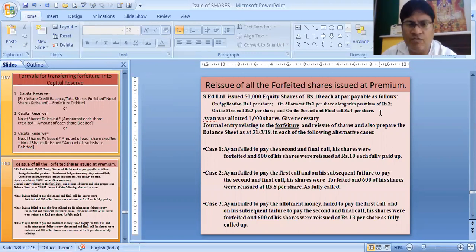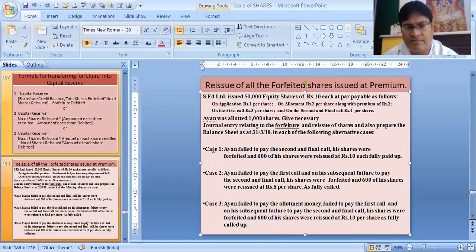Ayan was allotted 1000 shares. Ayan, a shareholder who was allotted 1000 shares. Give journal entries relating to the forfeiture and reissue of shares, and also prepare the balance sheet as on 31st March 2018, in each of the following alternative cases. They are all separate sums, 3 different sums: case 1, case 2, case 3. Let's do the first one.